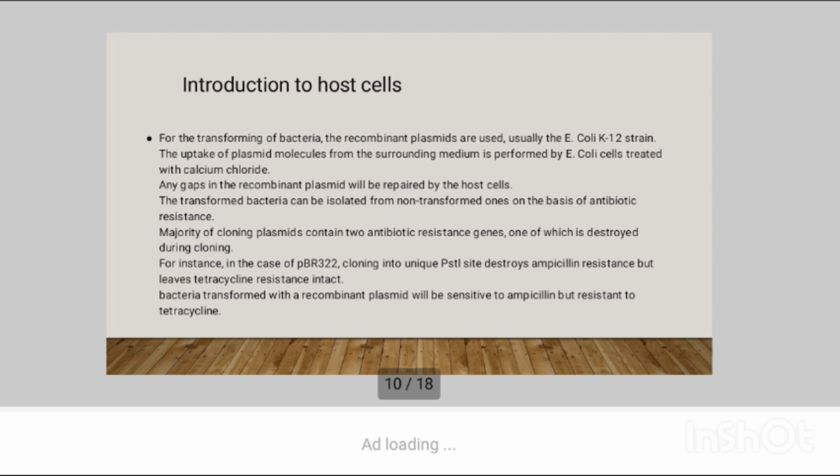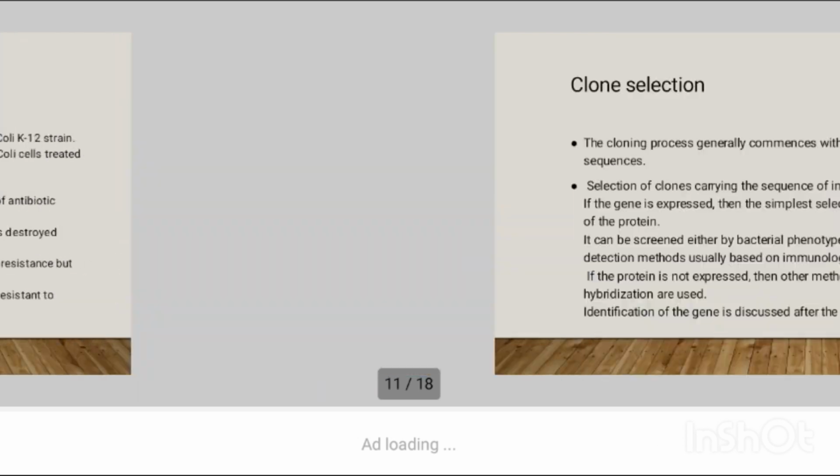The transformed bacteria can be isolated from non-transformed ones on the basis of antibiotic resistance. The majority of cloning plasmids contain two antibiotic resistance genes, one of which is destroyed during cloning. For instance, in the case of pBR322, cloning into the unique PstI site destroys ampicillin resistance but leaves tetracycline resistance intact. Bacteria transformed with a recombinant plasmid will be sensitive to ampicillin but resistant to tetracycline.